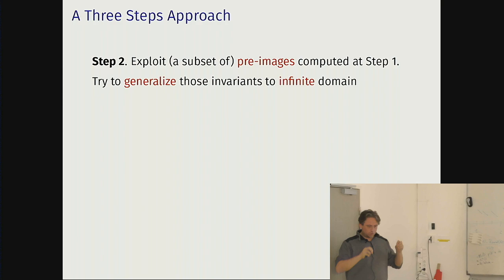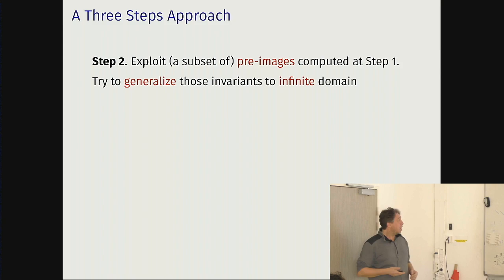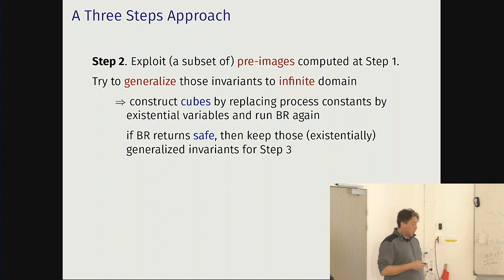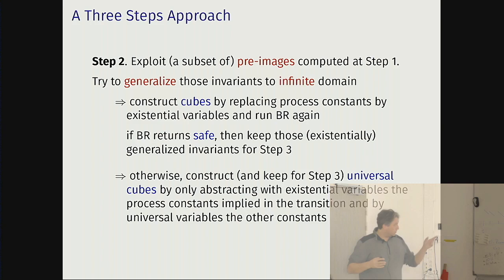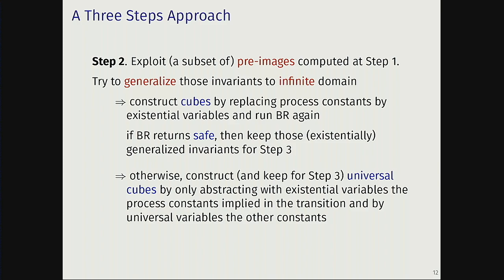Are they invariant for the universal case? Who knows? So for that, we try to generalize them, and we run the backward reachability again. What we can do is construct cubes by replacing each process constant by an existentially quantified variable. We run backward reachability. If it says safe, we keep it. Otherwise, we go to step three. In step three, we can generalize these cubes in a safe way.